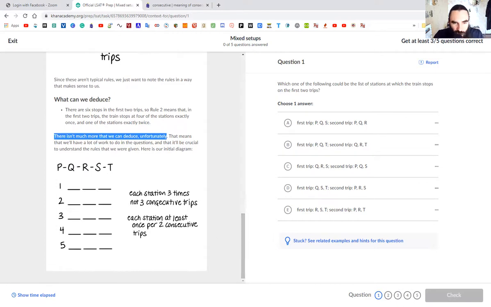Yeah, exactly what I do. So each station three times, not three consecutive trips. Each station at least once per two consecutive trips. Yeah, finally I figured out the second rule. So the point is that in two consecutive trips, no matter which, 1, 2, 2, 3, 3, 4, 4, 5, it has to stop two times on one station.